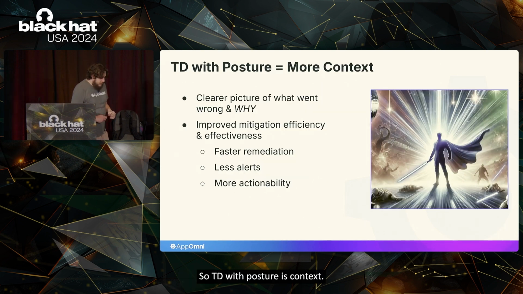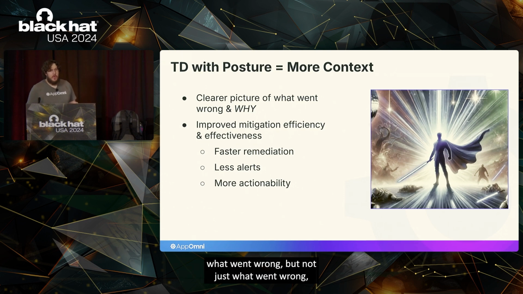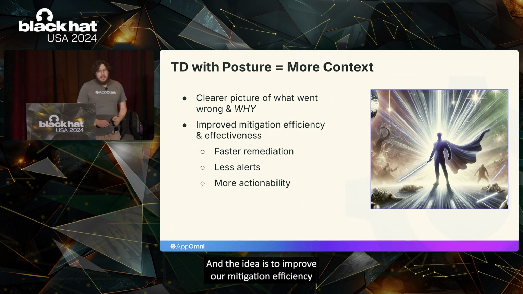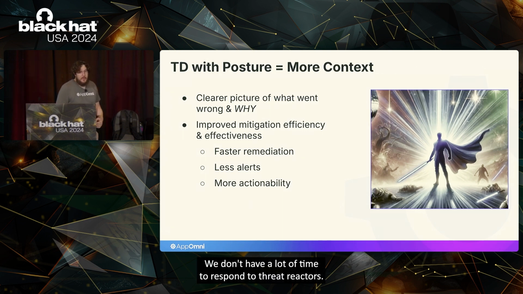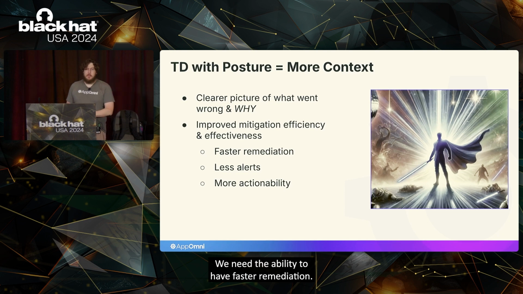So, TD with posture is context. It provides us a clear picture of what went wrong, but not just what went wrong, but why it went wrong. And the idea is to improve our mitigation efficiency and our effectiveness. We don't have a lot of time to respond to threat actors. We need the ability to have faster remediation.